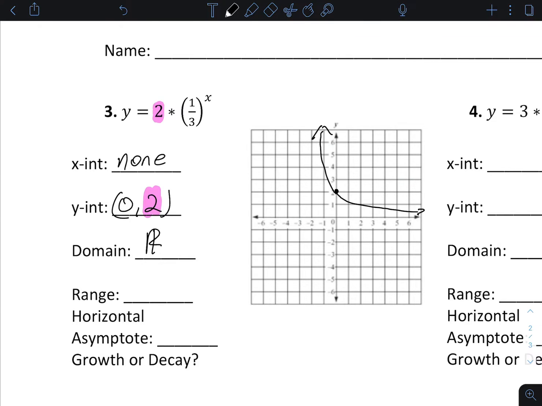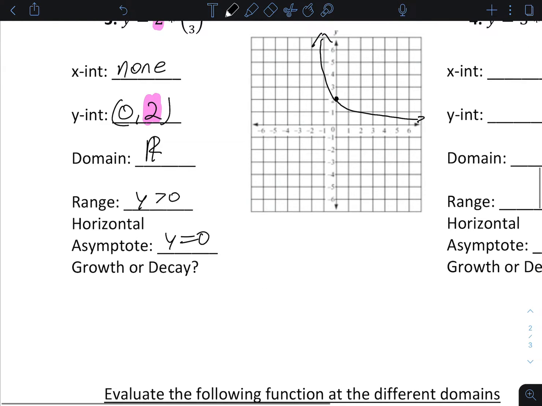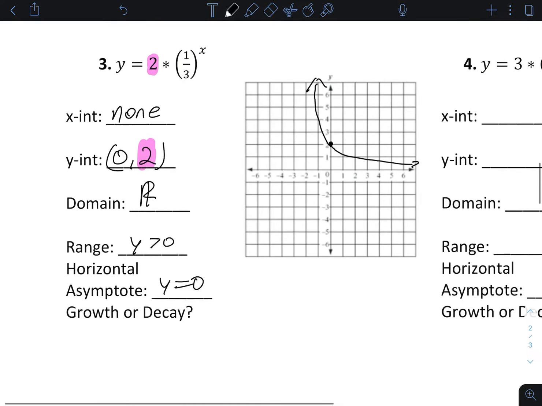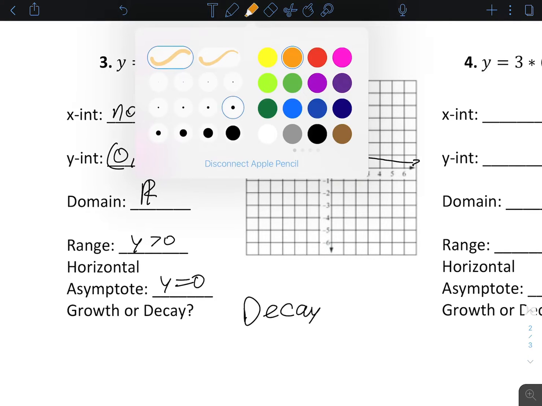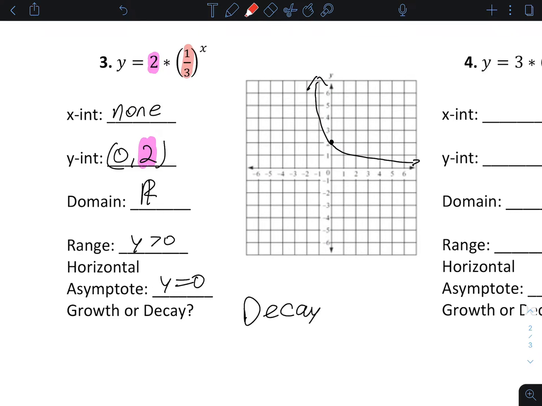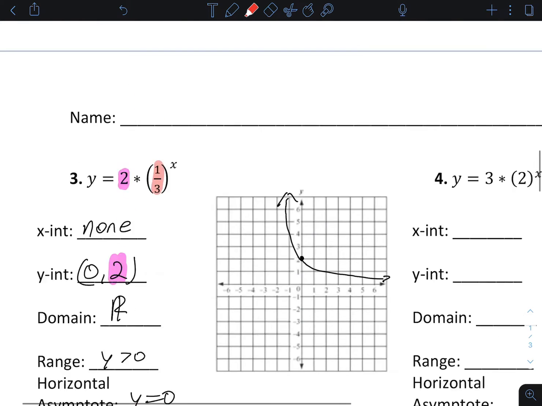Perfect. So my range, again, it's going to be every value greater than 0, solely because we have a y-intercept. So we have an asymptote at y equals 0. That right-hand side is going down, so it's decay. One other thing I can tell us decay off the bat is this number right here, the 1/3. If that number is between 0 and 1, that means it's a decay.